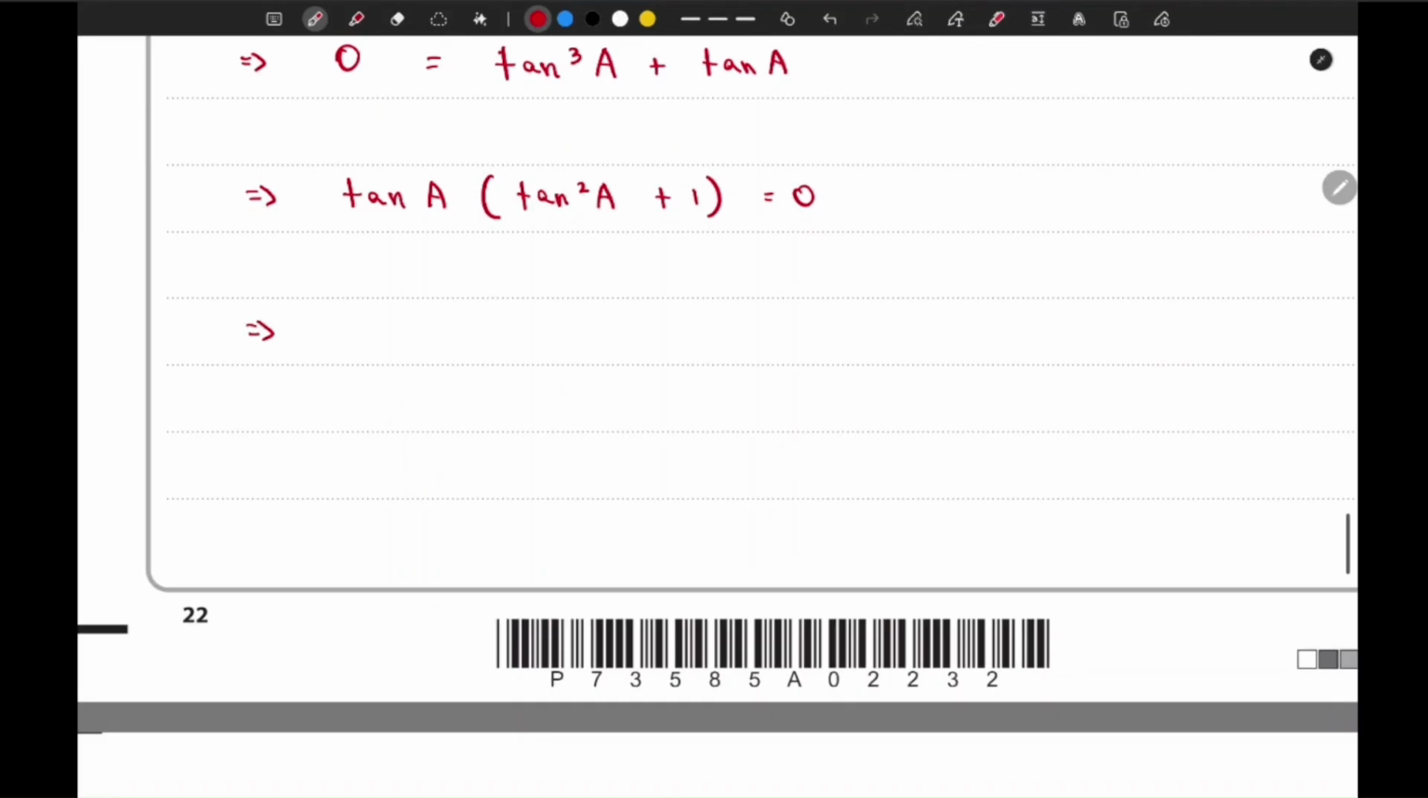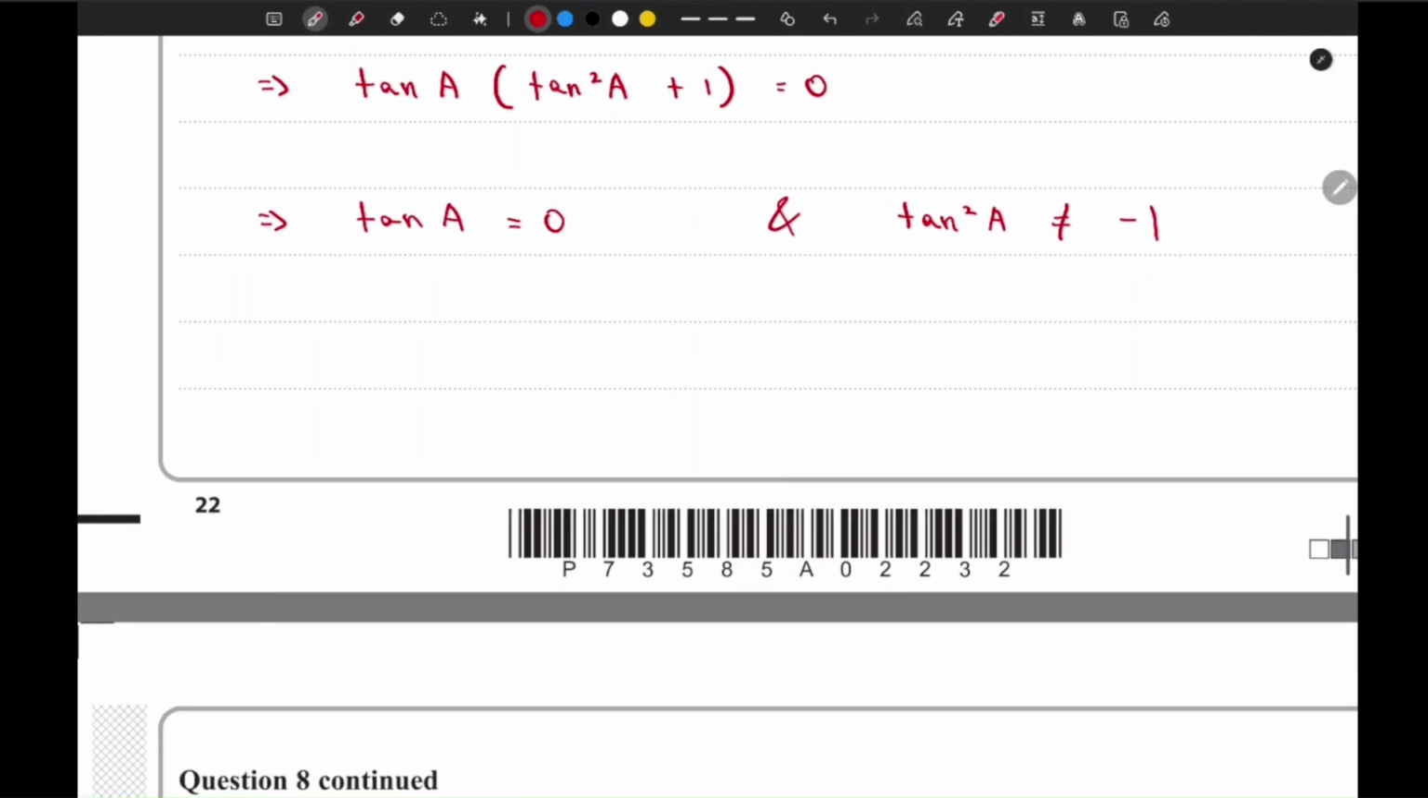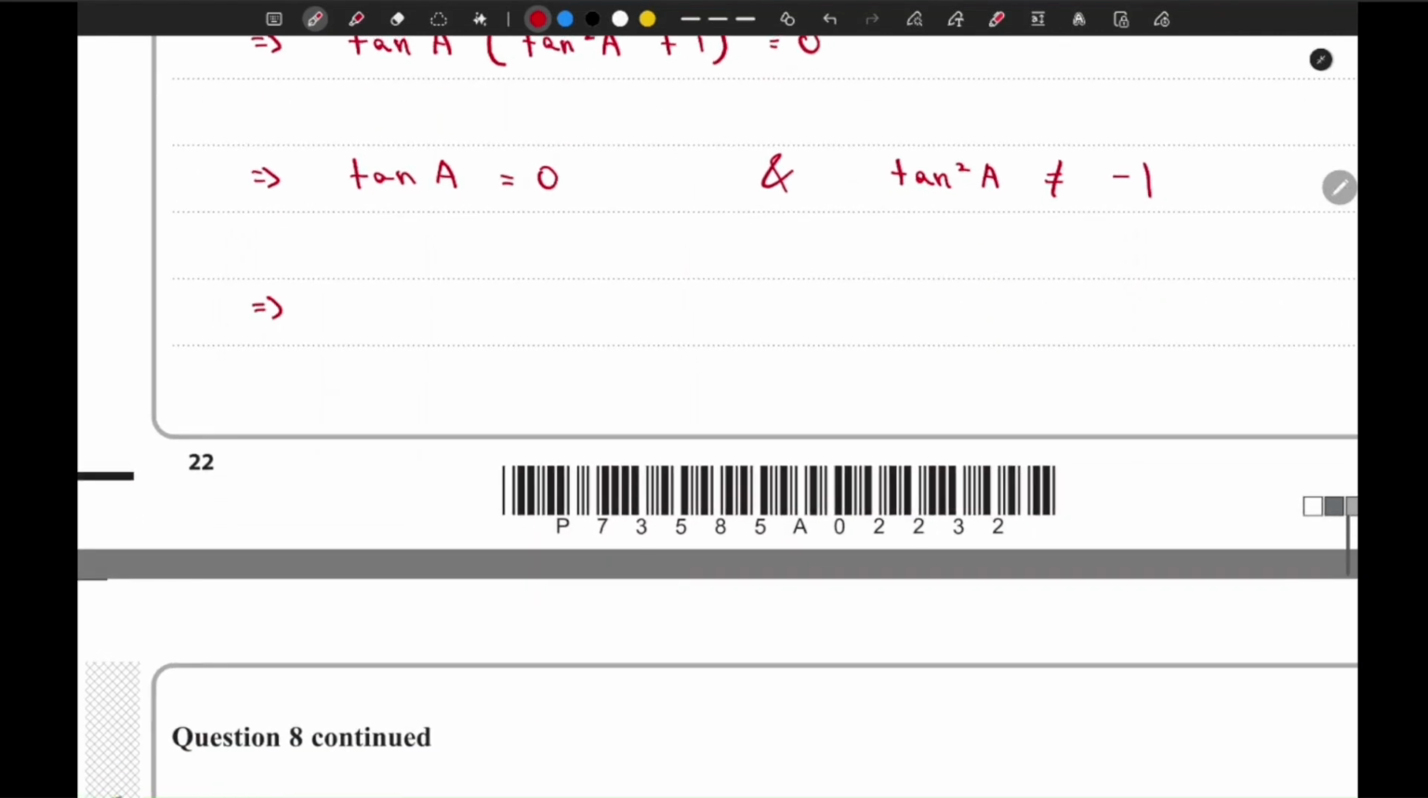So one of the solutions is tan a equals 0, and the other is tan squared a equals -1. But we know that tan squared a cannot be -1 because the square root of a negative value will not give us a real value. So this is the only solution. Now let's solve this.